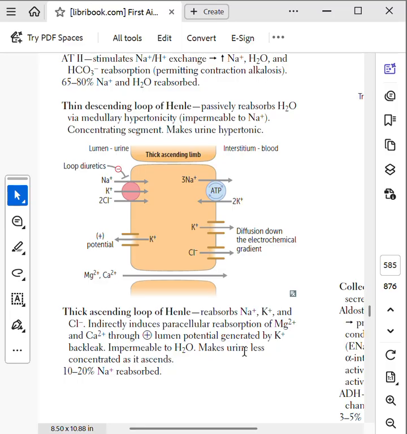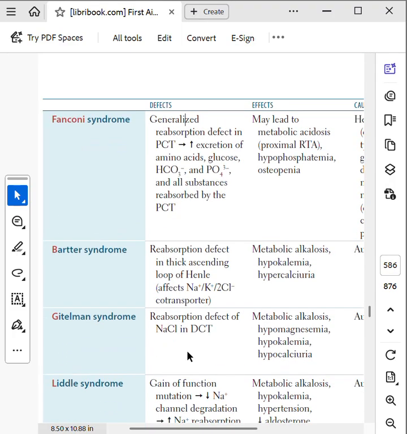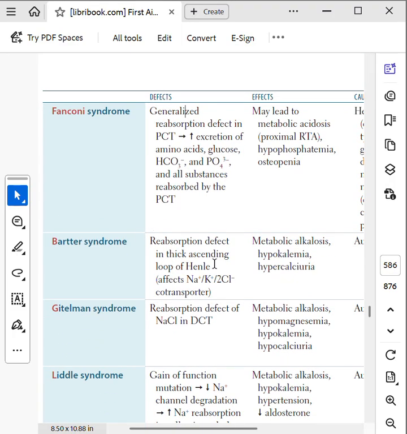So since it's impermeable to water and makes the urine concentrated as it ascends, 10 to 20% सोडियम यहाँ पे रीअब्जॉर्ब हो रहा होता है. अब थिक असेंडिंग लूप ऑफ हेनली में हमारे पास एक डिजीज़ है और वो हम देख लेते हैं, वो है बार्टर सिंड्रोम. बार्टर सिंड्रोम इज़ अ रीअब्जॉर्प्शन डिफेक्ट इन थिक असेंडिंग लूप ऑफ हेनली. इट अफेक्ट्स द सोडियम पोटेशियम 2 क्लोराइड.